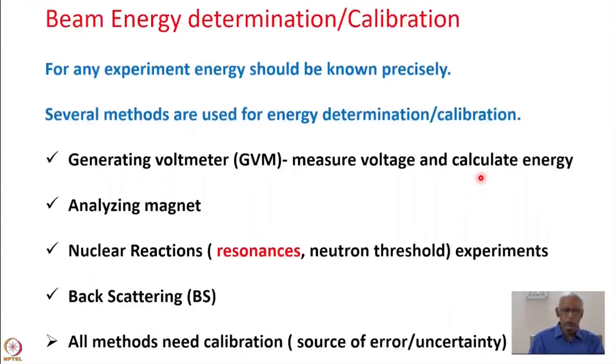There is another method, again a part of nuclear reactions, which is backscattering experiments for measuring the energies. You will find in the subsequent slides that this method is very simple but gives a very accurate value of the energy and does not involve many errors. Some errors are automatically taken care of or eliminated, and therefore the measurement of energy is very accurate in the case of backscattering.